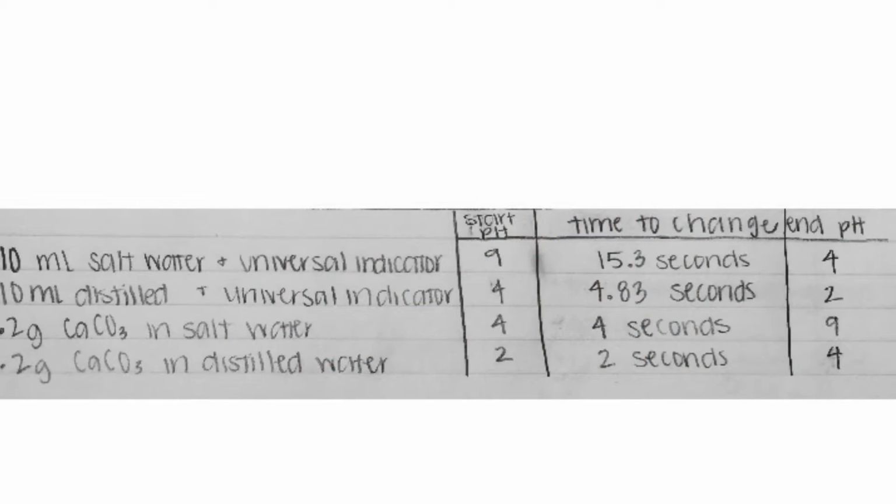This is our data table showing our results. The 10 milliliters of salt water took 15.3 seconds to change pH. The 10 milliliters of distilled water took 4.83 seconds to change pH. After adding 0.2 grams of calcium carbonate, the salt water took 4 seconds to change pH, and the distilled water took 2 seconds to change pH.